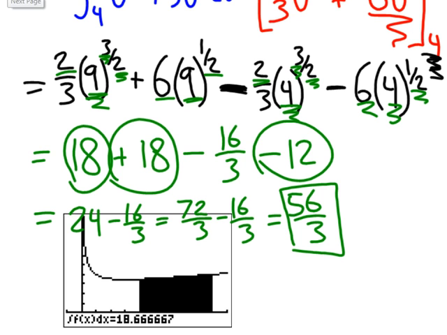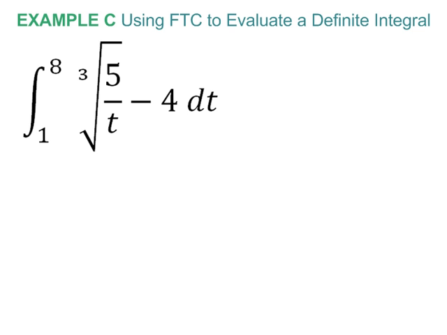All right, one more example. This one it could really trip you up if you're not careful. At first glance, I don't know, maybe to a student, maybe it doesn't look too bad, but let's carefully go through this one where we have the cube root of quantity 5 over t minus 4 being integrated from 1 to 8. All right, first thing I want to do is rewrite this integrand.